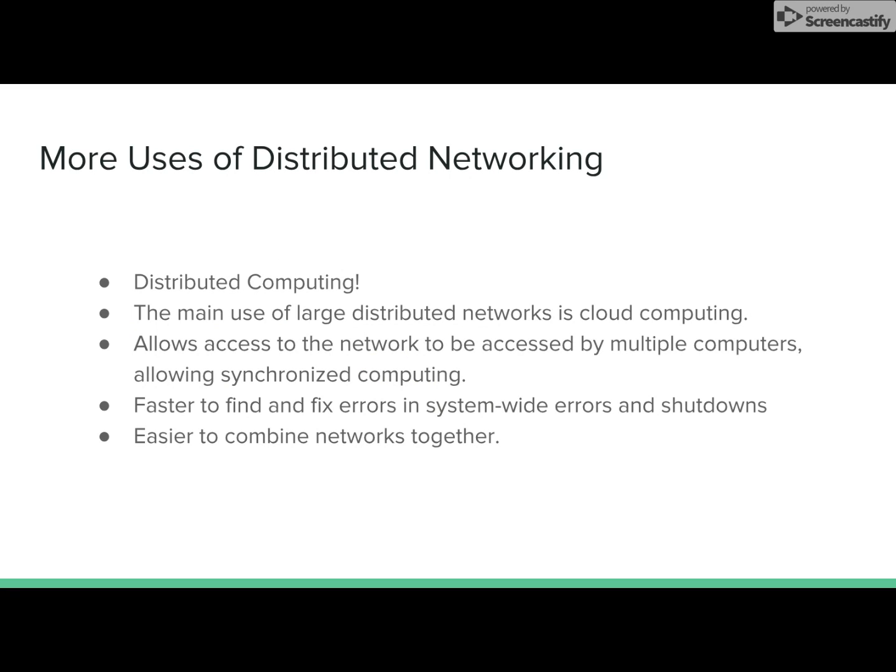All right, some more uses of distributed networking. Distributed computing is computing through many computers over one server. The main use of large distributed networks is cloud computing. This allows access to the network through multiple computers, allowing synchronized computing. It is faster to find and fix system-wide errors and shutdowns, meaning that from many different areas, you can access the internals of the network to figure out where problems reside.